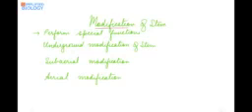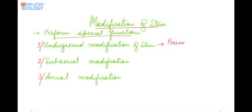Modification of stem. Now the stem gets modified to perform special functions. There are three types of stem modifications: one, underground modification of stem; two, subaerial modification of stem; and three, aerial modification of stem. Underground modification of stem occurs for perennation, that is, to survive unfavorable conditions.